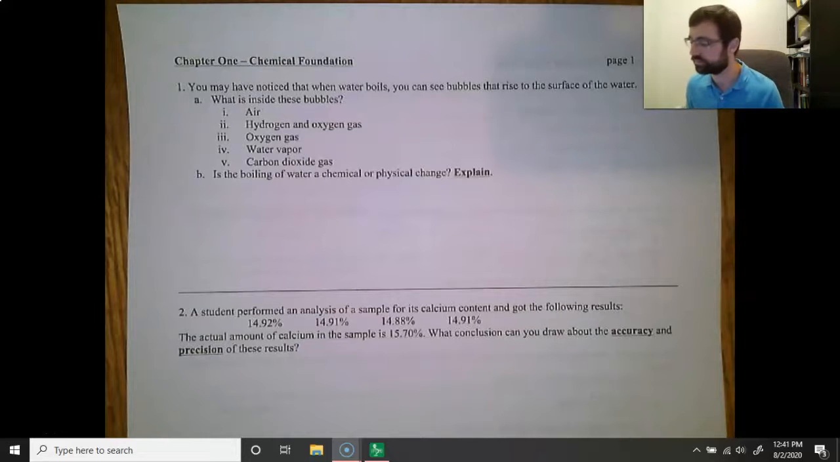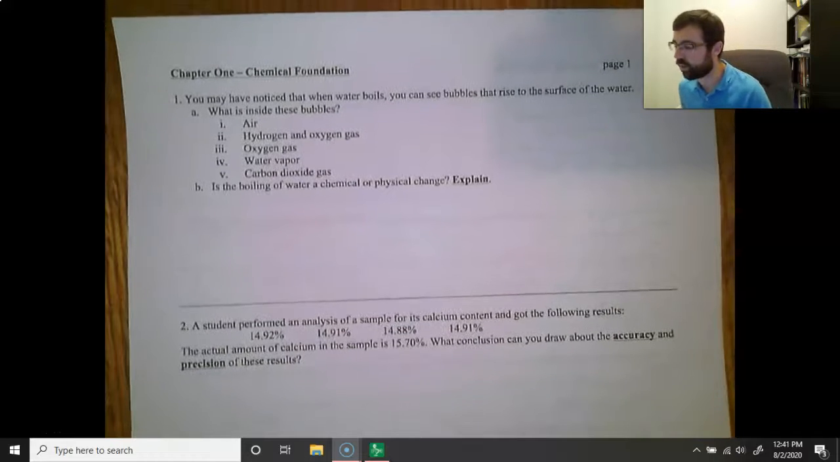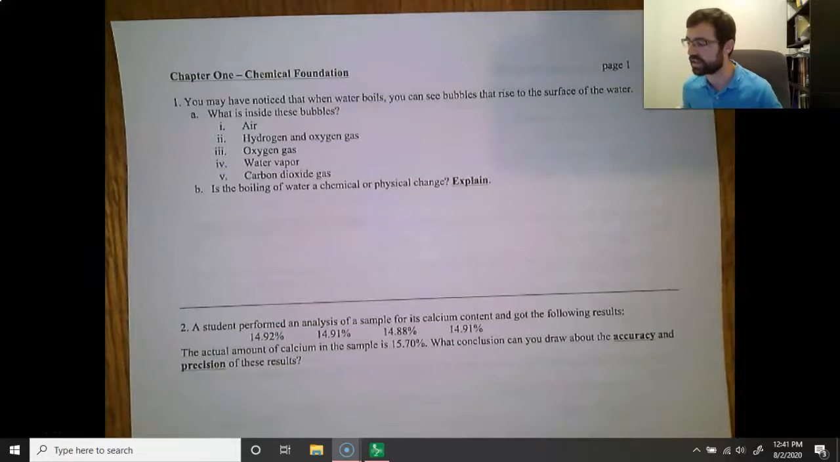So the question says, you may have noticed when water boils, you can see bubbles that rise from the surface of the water. What is inside these bubbles? So if we're talking about water boiling, hope that you recognize what kind of change that is. We'll get to that. But what is coming up out of the water? What are those bubbles? Why is it bubbling if it's boiling?